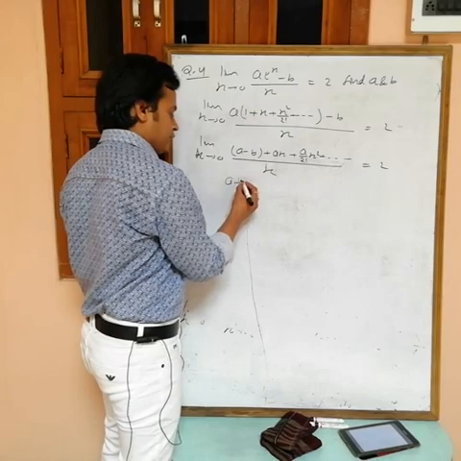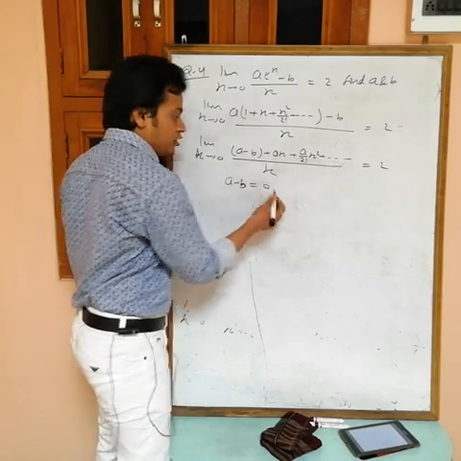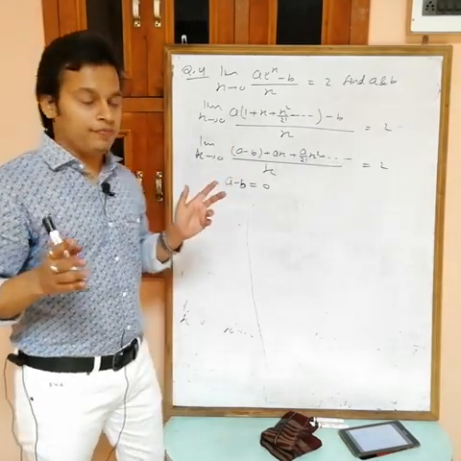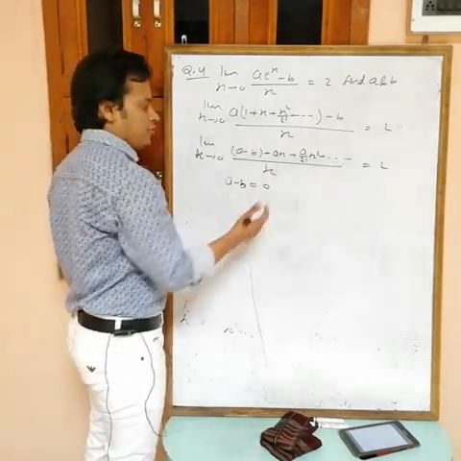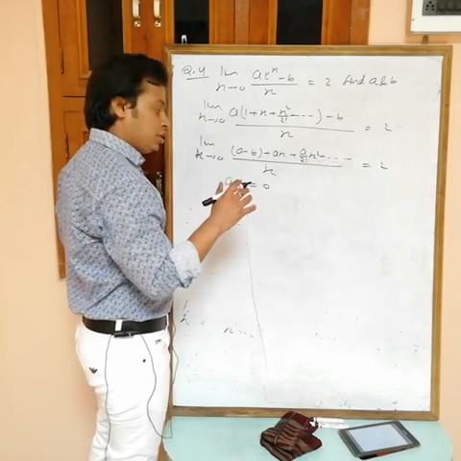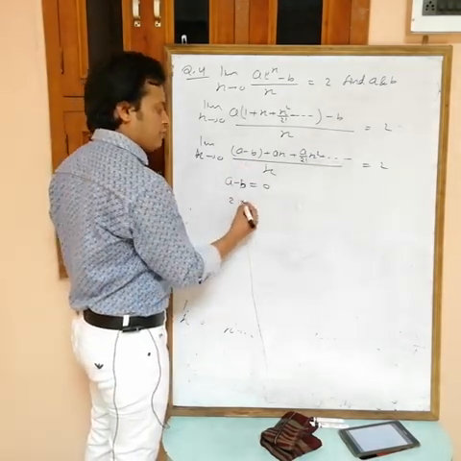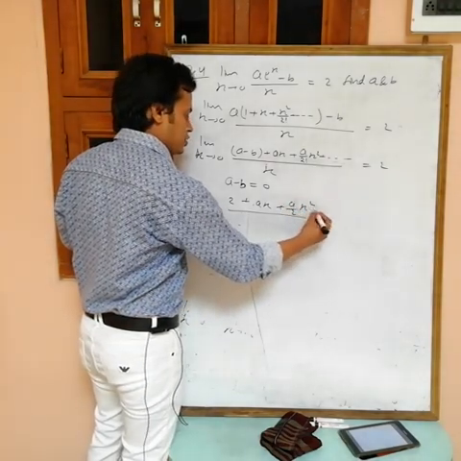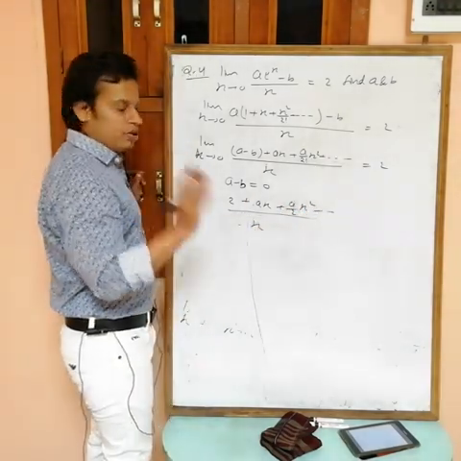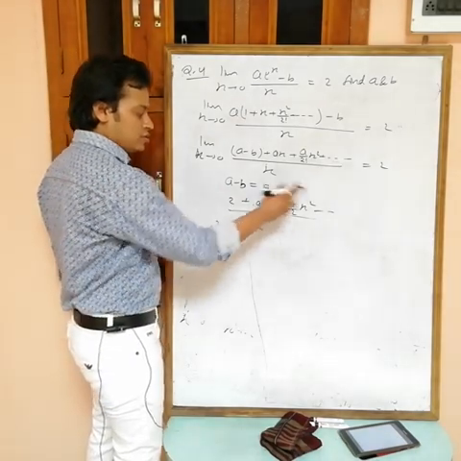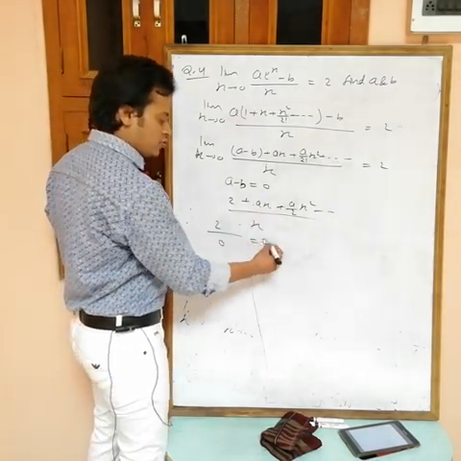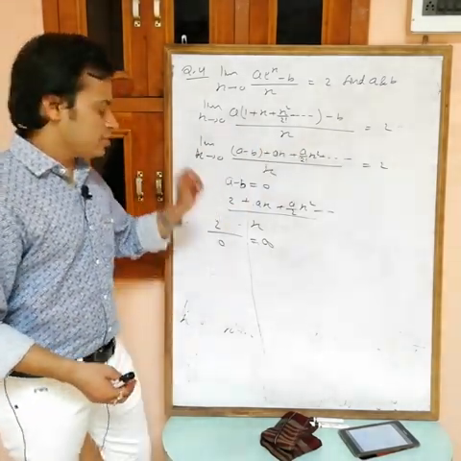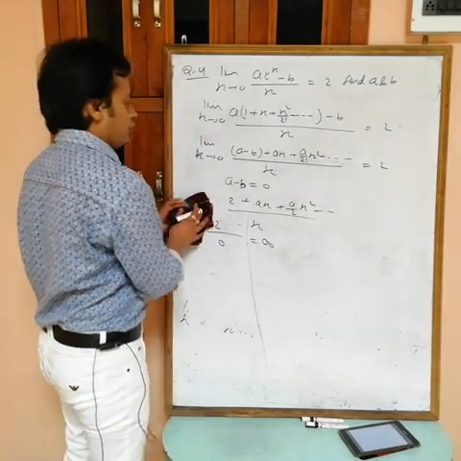So a minus b must be equal to 0. If this is not equal to 0, then the limit can't be finite. Suppose you don't put this as 0, then put any value, suppose this is 2 plus ax plus a by 2 factorial x square, all divided by x. Now put x equals to 0. The x terms all become 0, and 2 by 0 is infinity. But here we want 2, so this must be equal to 0.